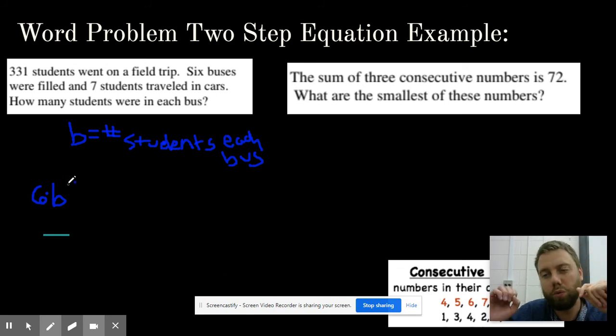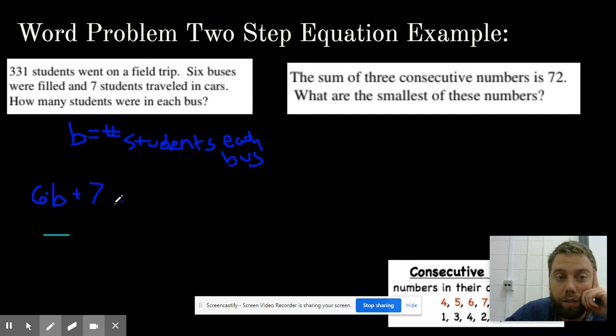Or how many students went to the aquarium by bus, plus 7 other students that went by car, is equal to the total amount of students, which is 331. Now, we've successfully created the equation.